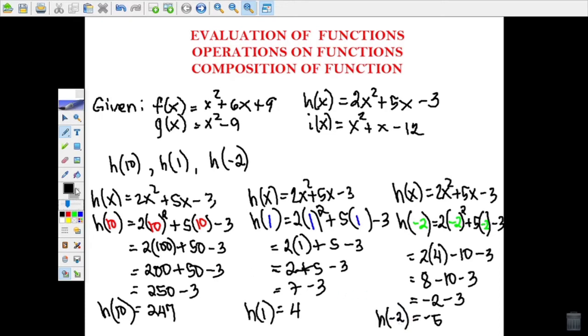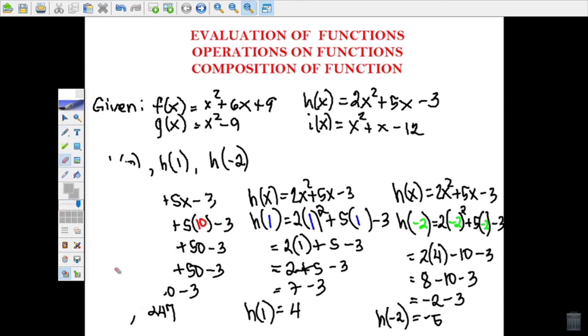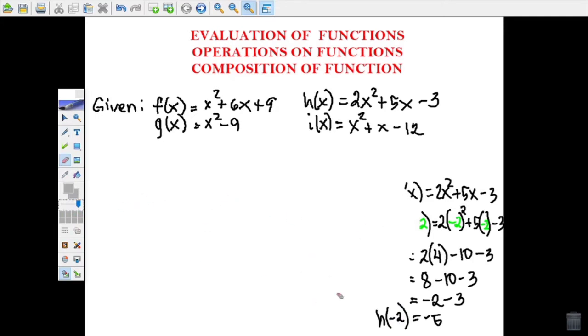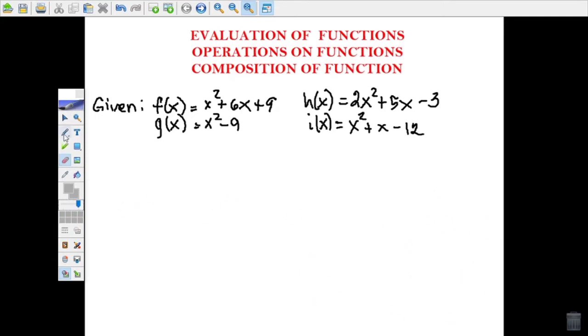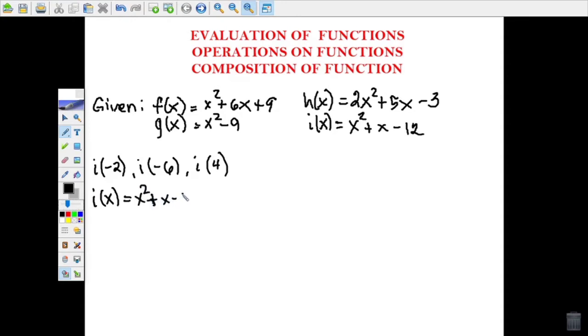So lastly, paano naman kapag sa I of x, given yung function I of x? Let's say, you are asked to find I of negative 2, I of negative 6, and I of, let's say, 4. So first, again, copy the given function. I of x is equal to x squared plus x minus 12.